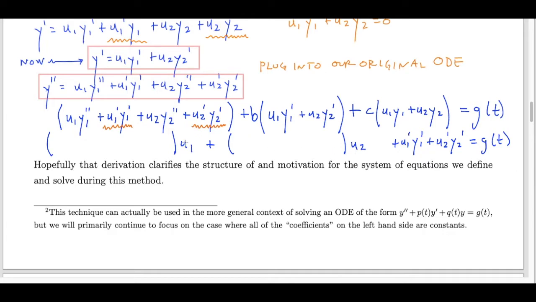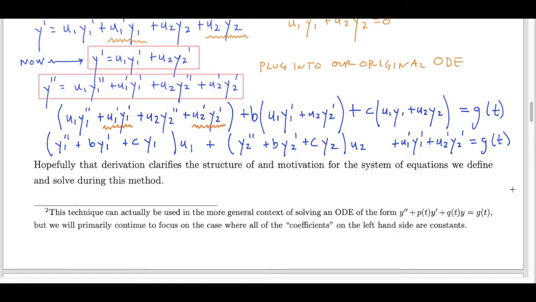So if I track down all of these u1 terms, I have a y1 double prime plus b times y1 prime. I'm going to factor out this u. So in the parentheses here, I'll just have y1 double prime plus b y1 prime. And then similarly, factoring the u out of this u1 term, I'll get c y sub 1. Playing the same game with my u sub 2 terms.